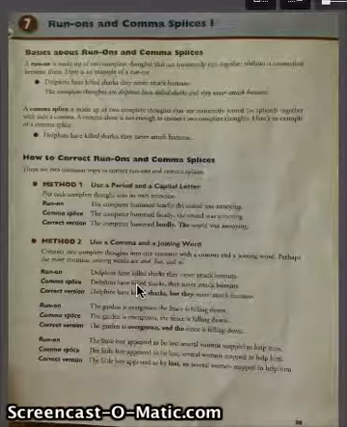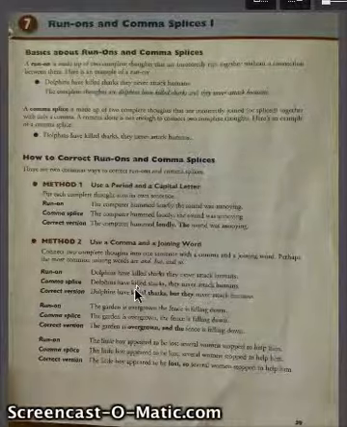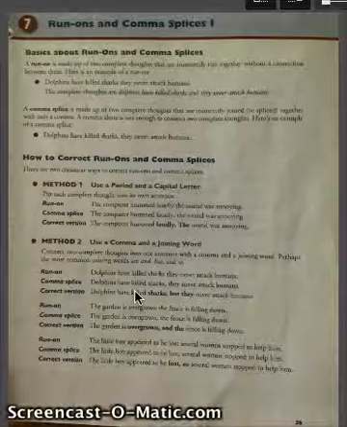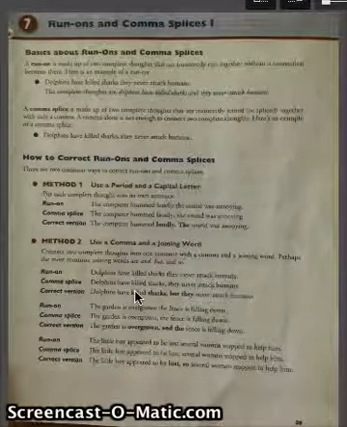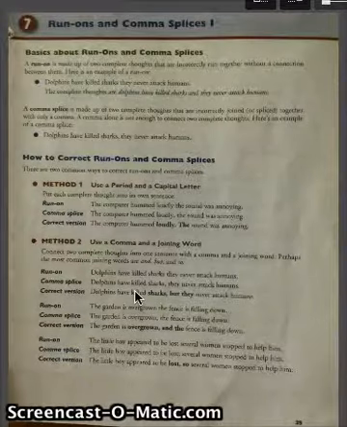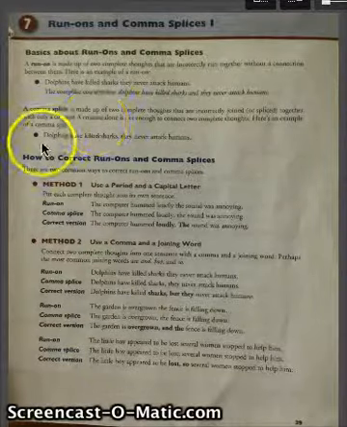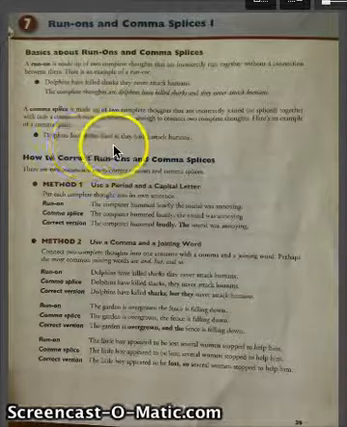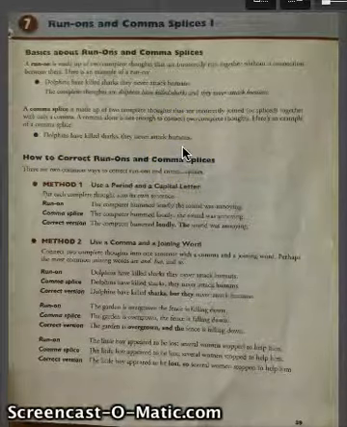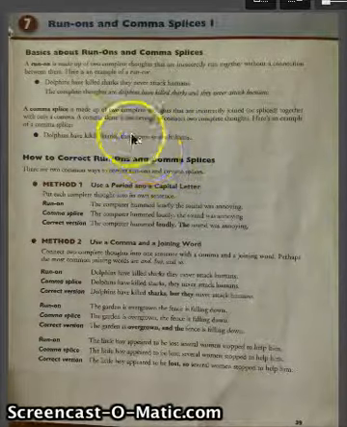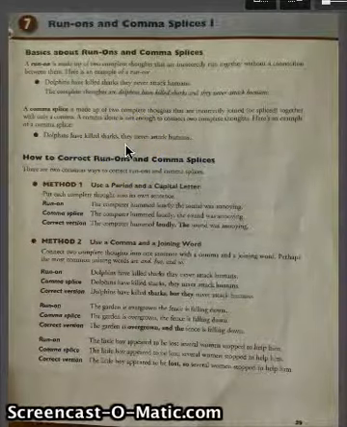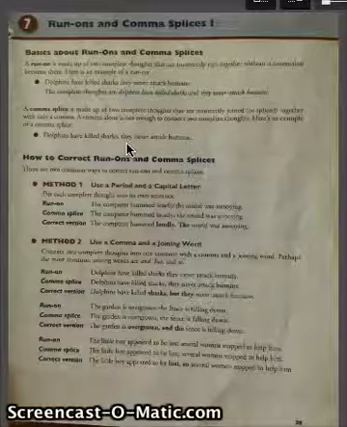A comma splice is made up of two complete thoughts that are incorrectly joined together, or spliced together, with a comma. A comma alone is not enough to connect two complete thoughts. Here's an example of a comma splice. Dolphins have killed sharks, comma, they never attack humans. As you look at that sentence, you can see that they simply put a comma in order to put the two sentences together. This is incorrect.